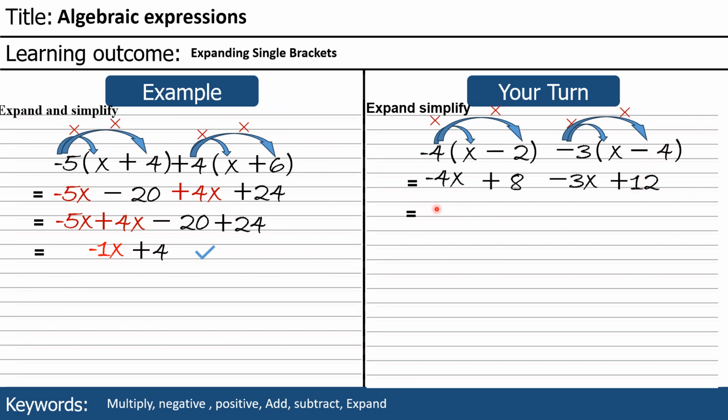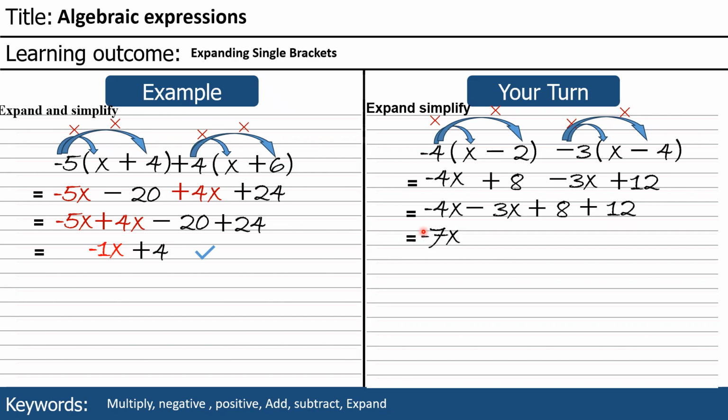Now we will collect like terms, and remember to keep the sign in front of your variable. So here we have a minus 4x, negative 4x. We can put it right here and then collect our negative 3x, and we group those. And then we go for the numbers, collect the numbers. So this is positive 8, and this is positive 12.